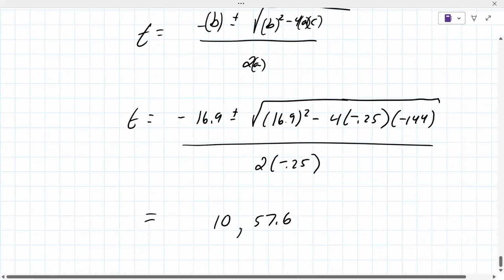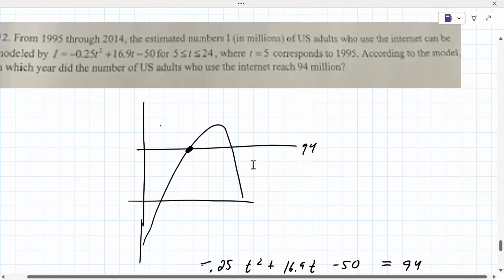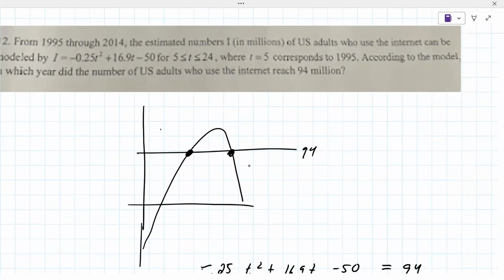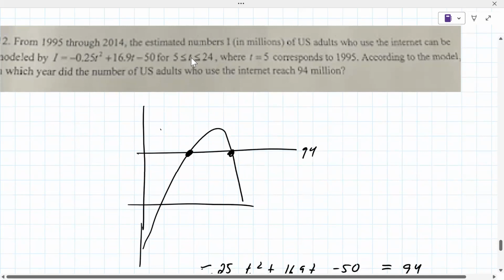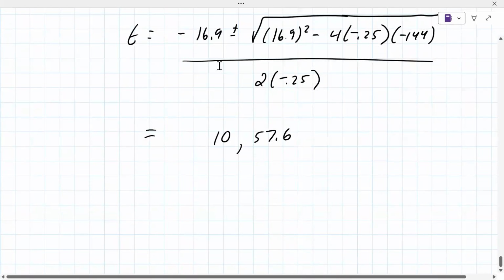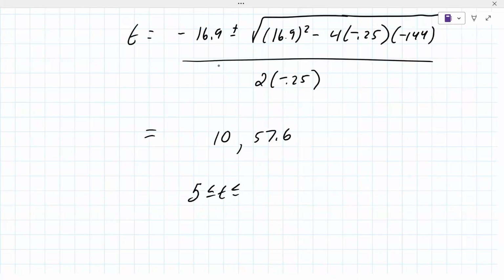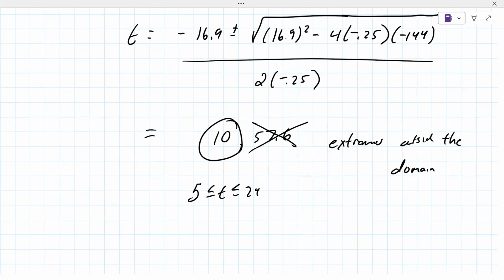When you do this, now you might be wondering, why do I get two answers, or what do I do with the two answers? That's where you go back to the problem and the graph, and you know that it hits it in two places. Now, it says this thing is only good for t values between 5 and 24. So you say, oh, but I got this t value of 57.6. Well, that's considered extraneous because it's outside the domain. So you would only accept that value there.